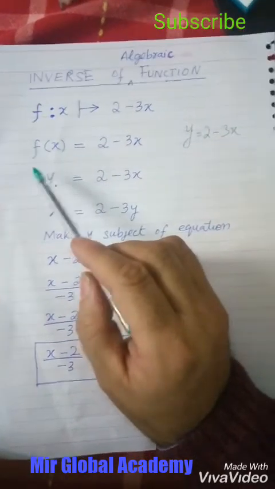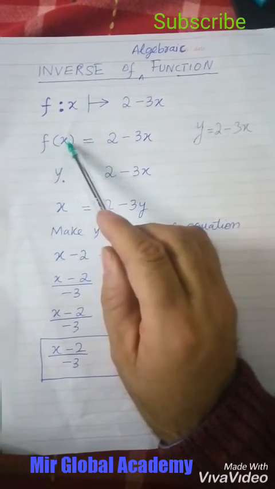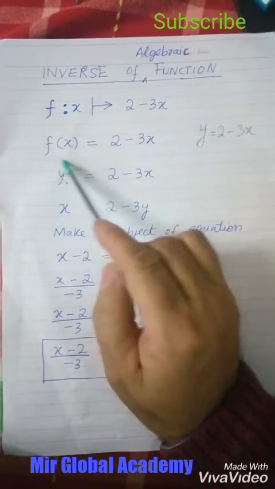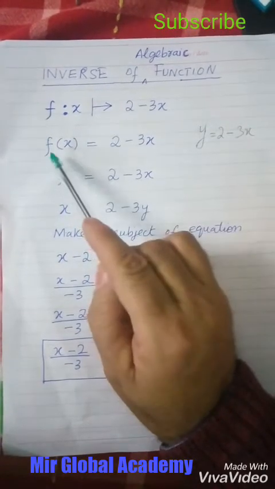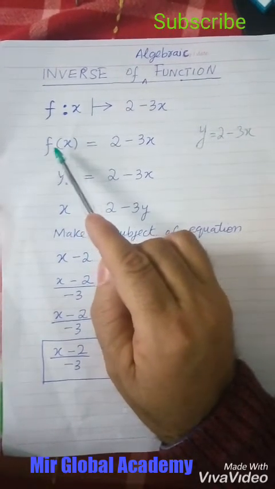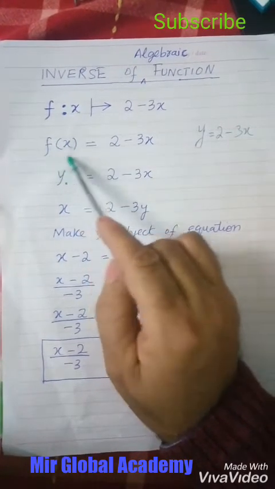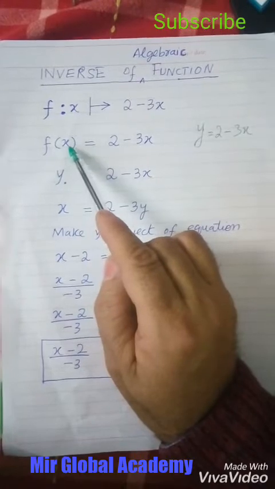And remember, some of the students think that this f is multiplying with x. It is not correct. Basically this is just a symbol. This symbol shows that the function is f, and this function has variable x. So this is just a symbol. It is not that f is multiplying with x.